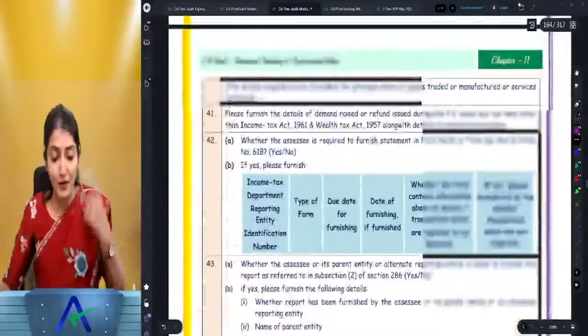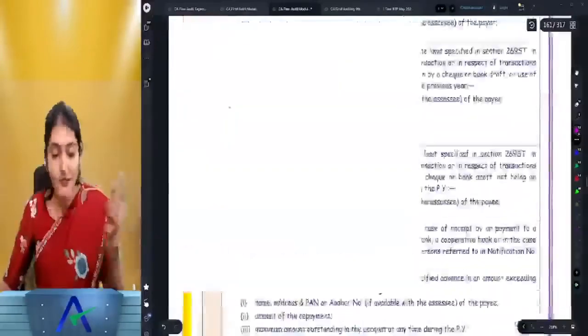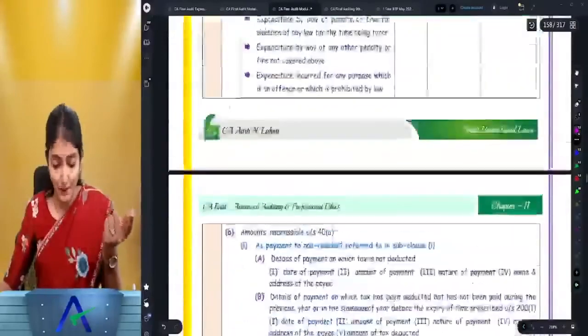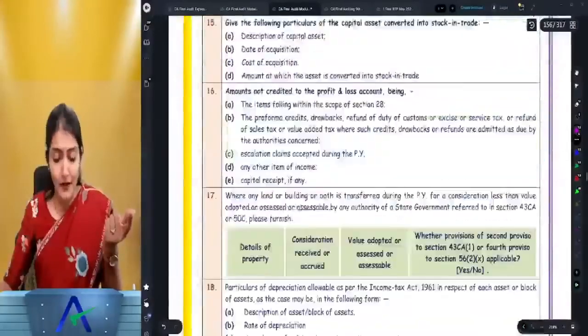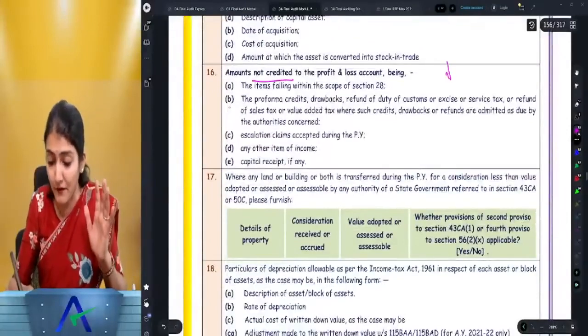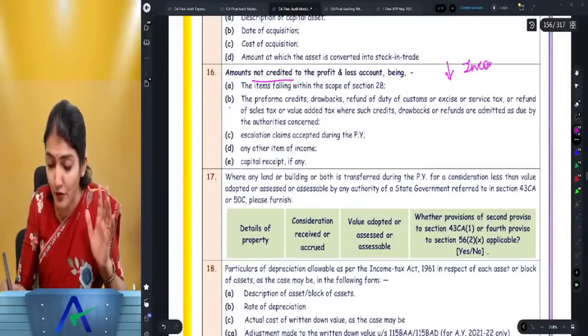What is this? This is clause 16. What is clause 16? Amounts not credited to P&L. So they should have been shown as your income, but they have not been shown as your income. So that is why now you need to report them. That is why the tax auditor will report them over here. Amounts not credited to the P&L. That means you're showing less income than your true income.